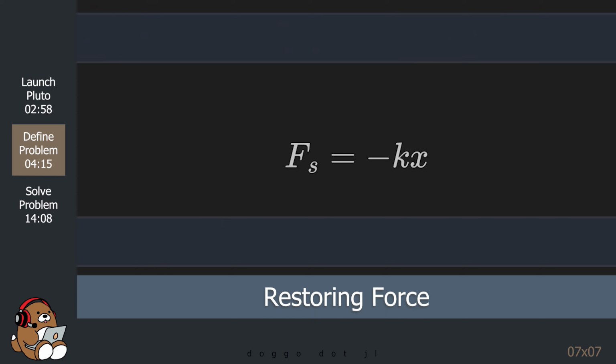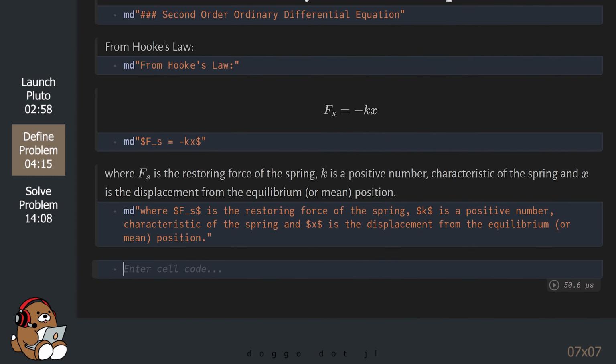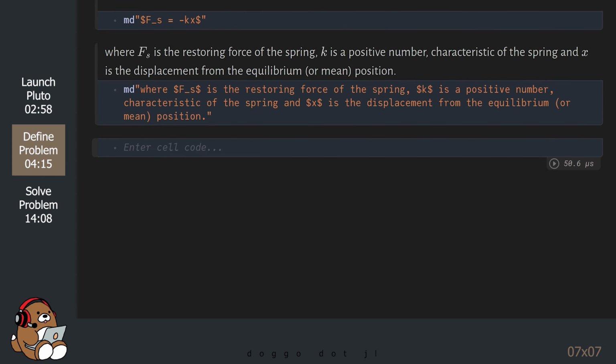The minus sign in front of the k times x means that the spring force is attempting to restore the spring back to the equilibrium position. So when x is positive, the force is negative. When x is negative, the force is positive. Now, these are all static measurements, so this equation doesn't provide any information about the motion of a mass attached to that spring. For that, we need Newton's second law of motion.